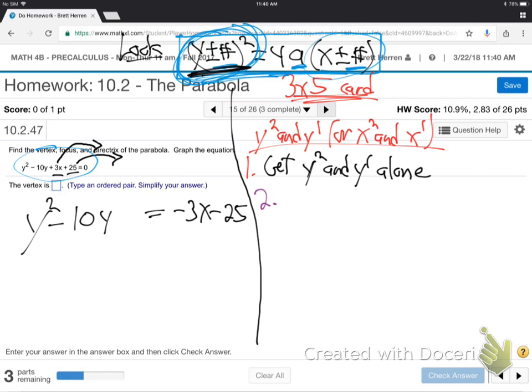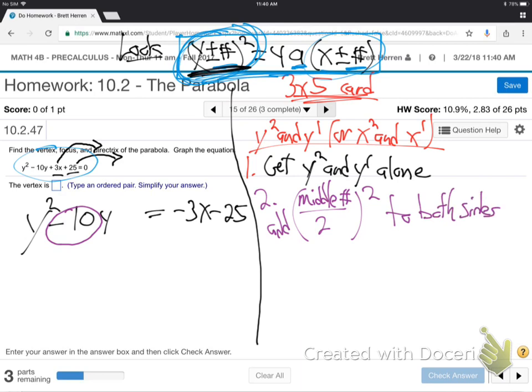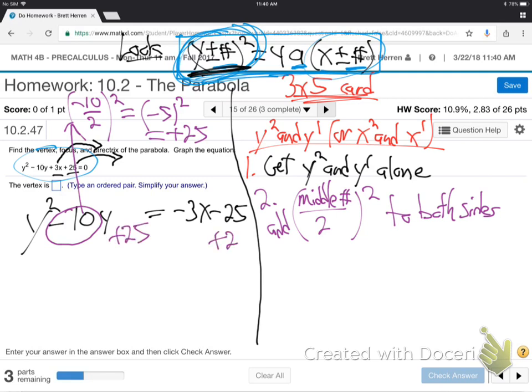And the hush falls over the crowd, huh? It's this middle number right here, divided by 2 and squared every time. It's middle number over 2 squared. Add this to both sides. In other words, let me bring it up here. I'm going to take negative 10 over 2 squared, which is negative 5 squared, which is positive 25. That's the magic number for this problem. Add 25 to both sides.